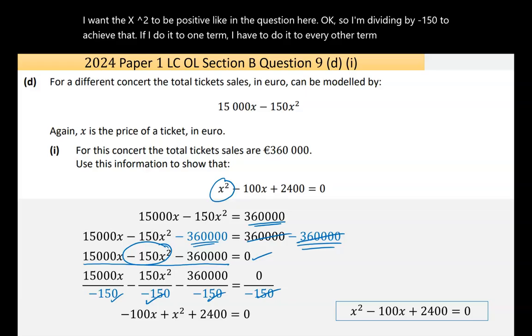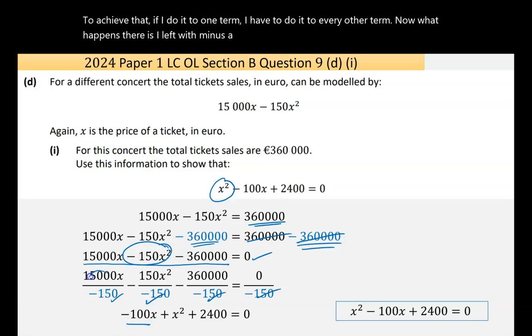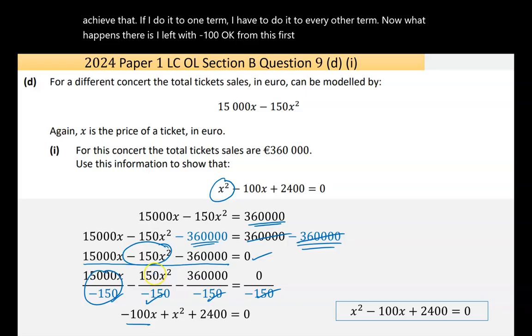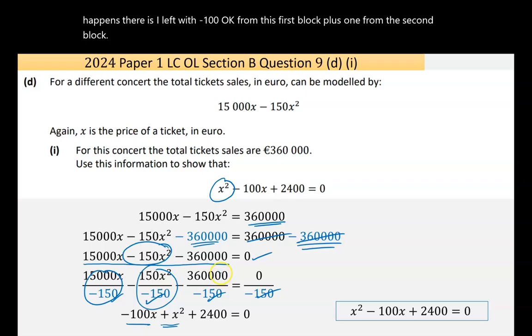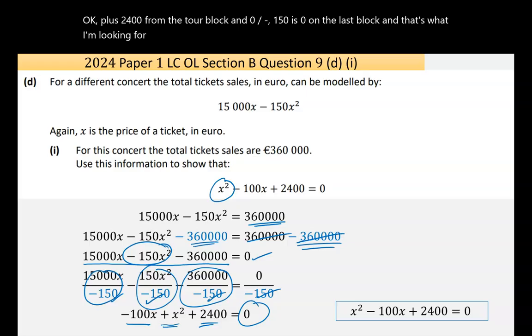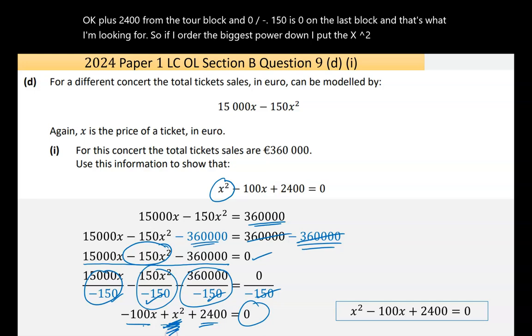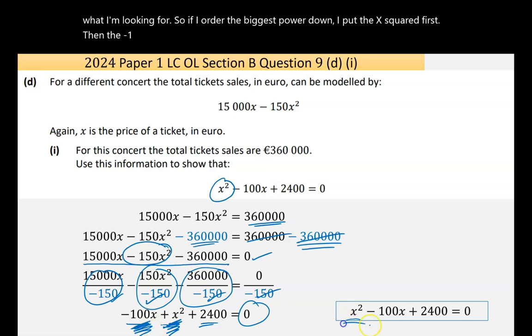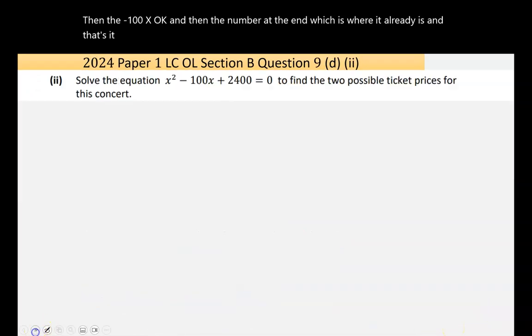Now, what happens there is I'm left with minus 100 from this first block, plus 1 from the second block, plus 2,400 from the third block, and 0 divided by minus 150 is 0 on the last block. And that's what I'm looking for. So if I order them biggest power down, I put the x squared first, then the minus 100x, and then the number at the end, which is where it already is. And that's it. So that's D part 1.